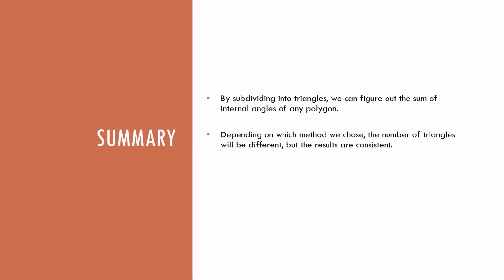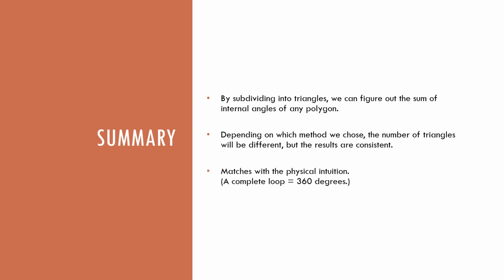So let's do a quick summary. By subdividing into triangles, we can figure out the sum of internal angles for any polygon. And we had 2 methods. One was to pick a point in the center and then draw the same number of triangles as the number of sides. Whereas in the second method, you would draw 2 fewer triangles than the number of sides. So for a hexagon, if you're using the first method, you would have 6 triangles, whereas if you're using the second method, you would have 4 triangles. But the result you get will be consistent because you're subtracting 360 degrees for the first method, but not for the second method.